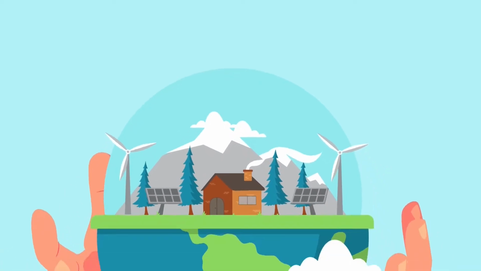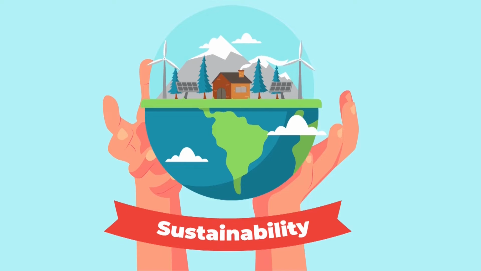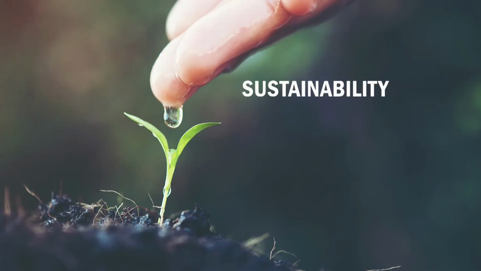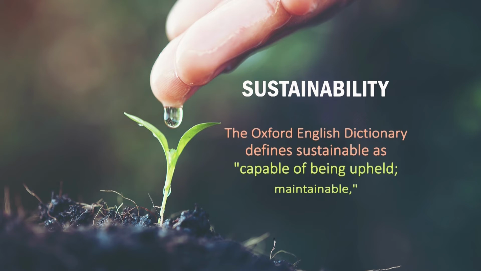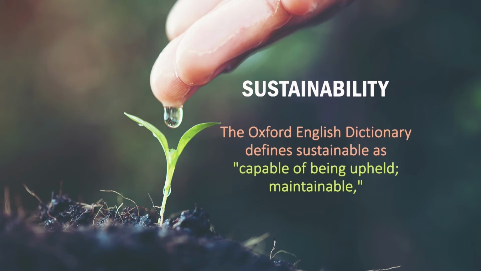Today, we'll look into the concept and origin of sustainability as a term. It is very commonly used these days by different people for different purposes. The term originated from the French verb soutenir, meaning to hold up or support. And the Oxford English Dictionary defines sustainable as capable of being upheld or maintained.